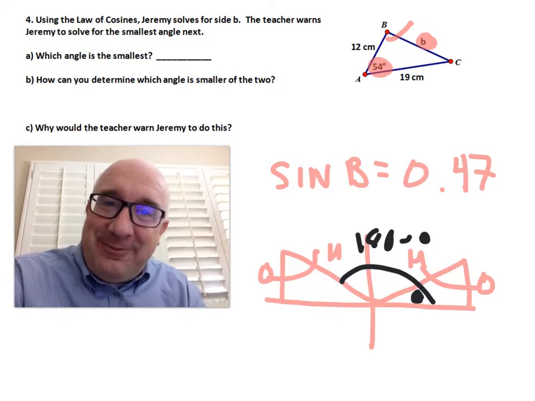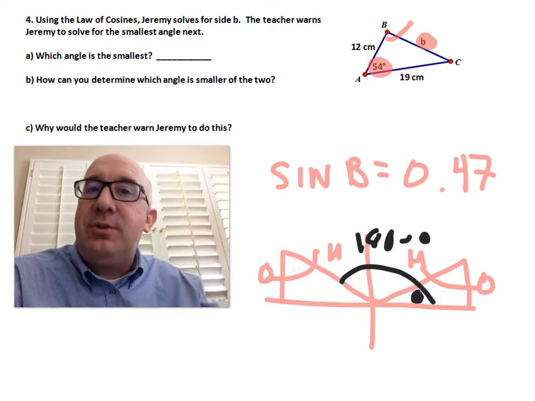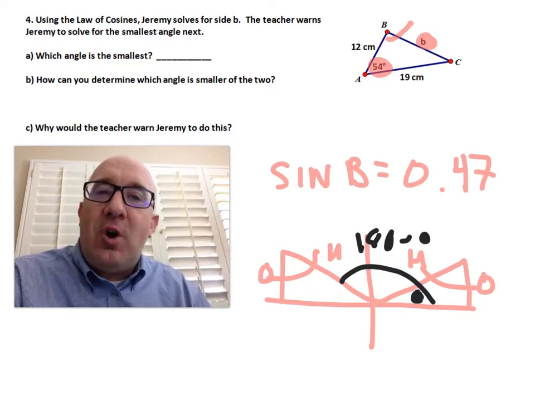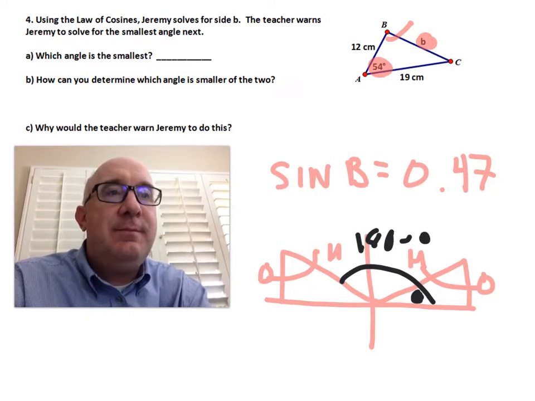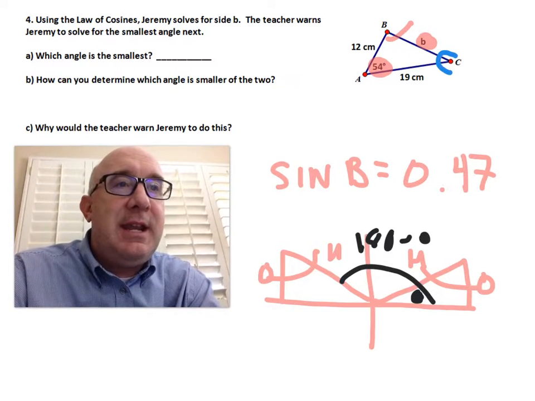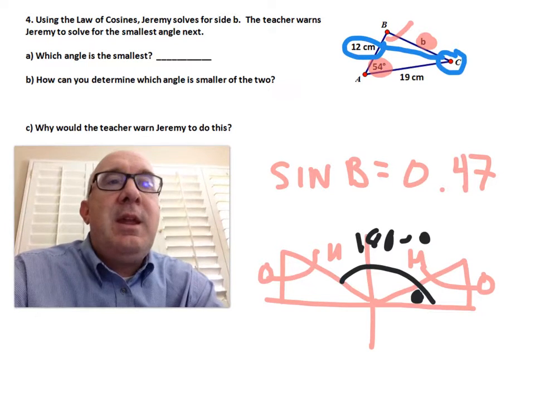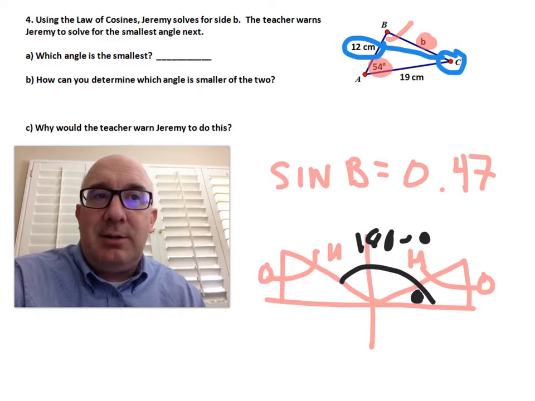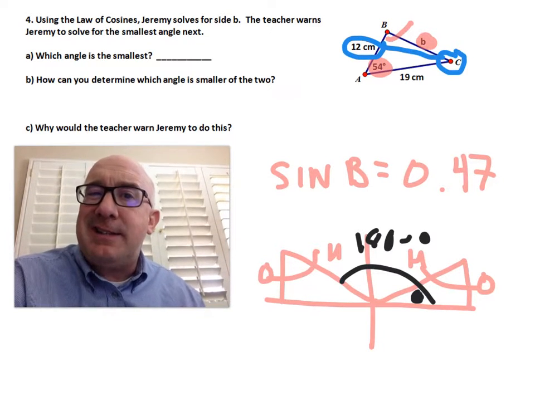So the way you avoid any concern about, whoa, is angle B obtuse or not, you solve for the next smallest angle, which would be C, because it's opposite the 12. So it would be smaller than the one across from the 19, guaranteeing it has to be acute.